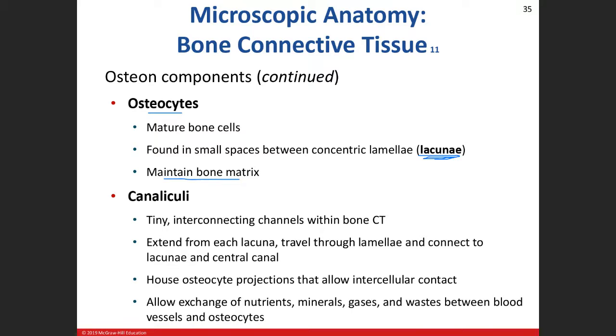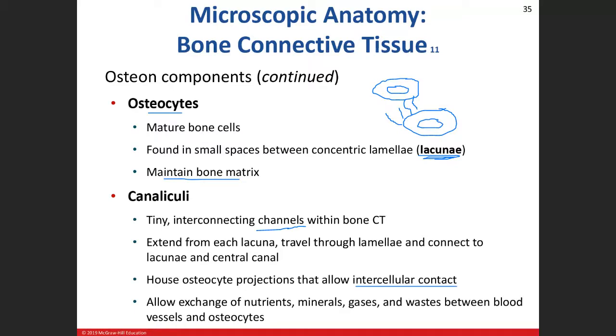So here's a lacuna, here's another lacuna, and then there's an osteocyte here, an osteocyte here. And they want to talk to each other, so they can, because they have these little black lines that go from lacuna to lacuna. We call those canaliculi. They're these small channels. And they go from one lacuna to the other, and they allow these osteocytes to communicate with one another. What we call intercellular contact.